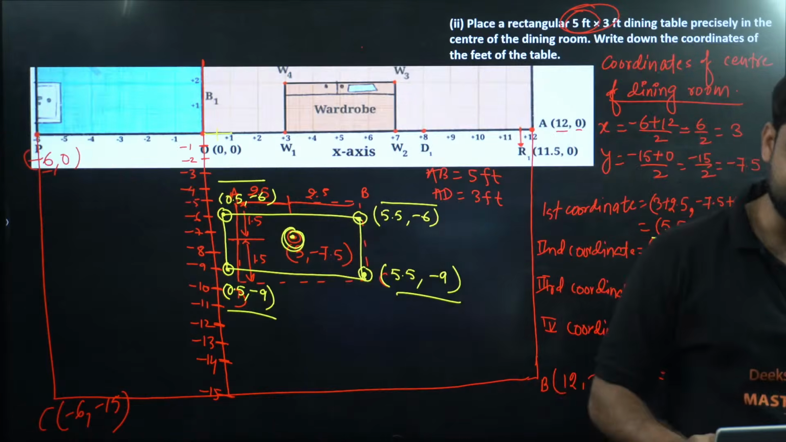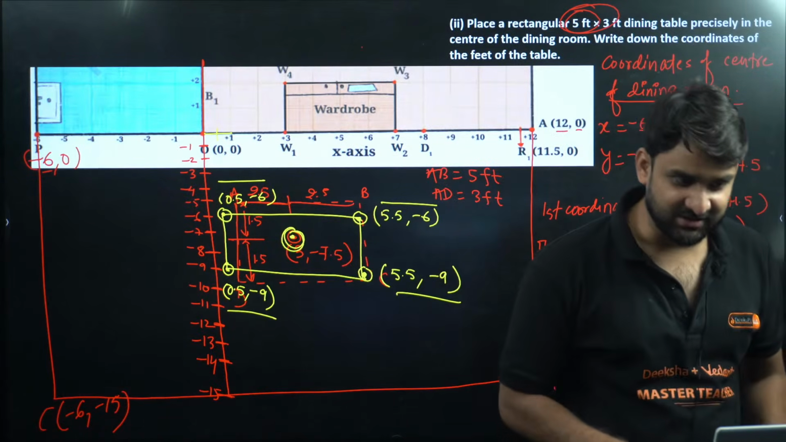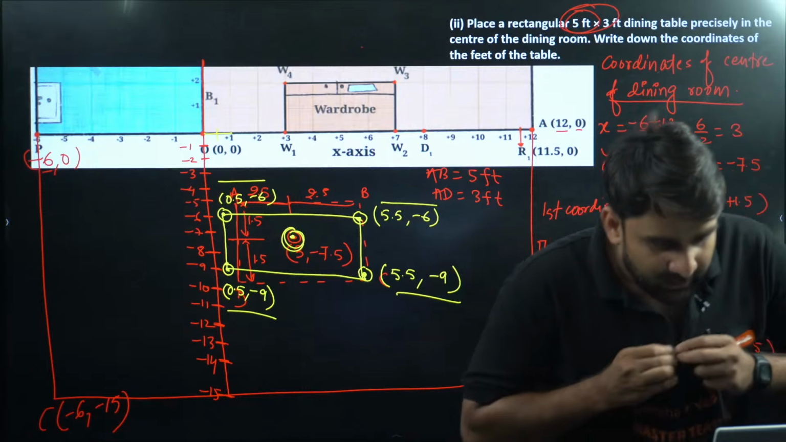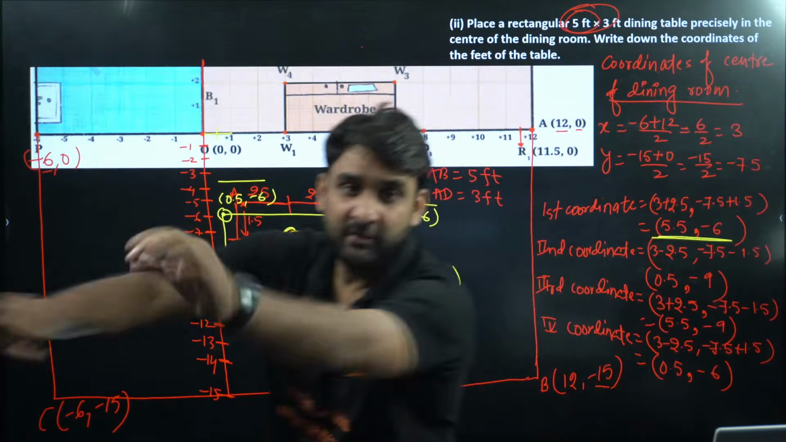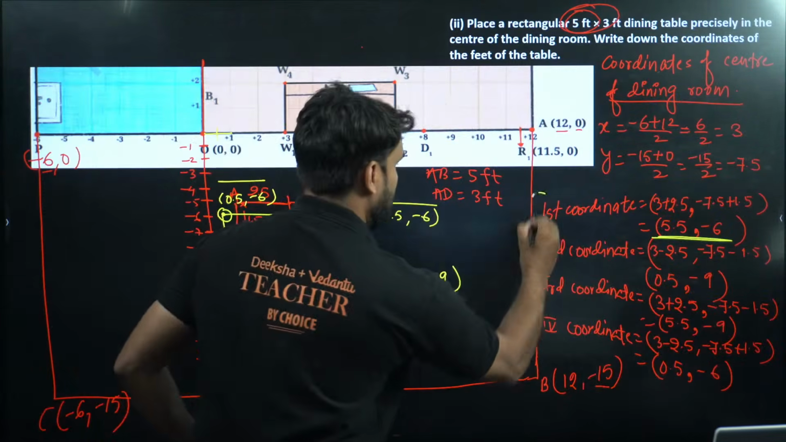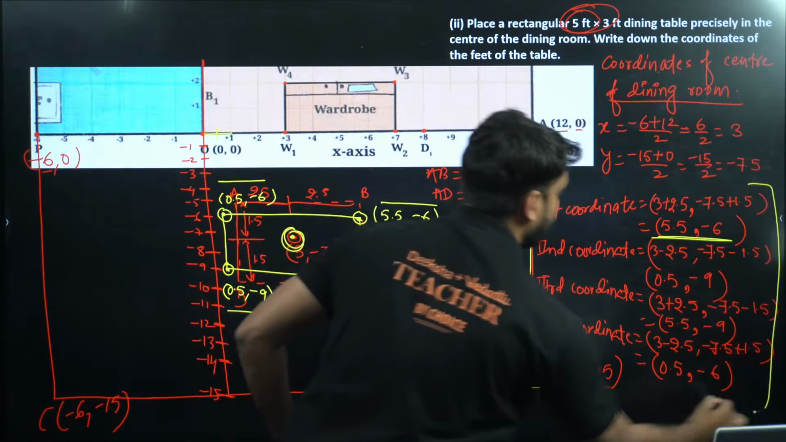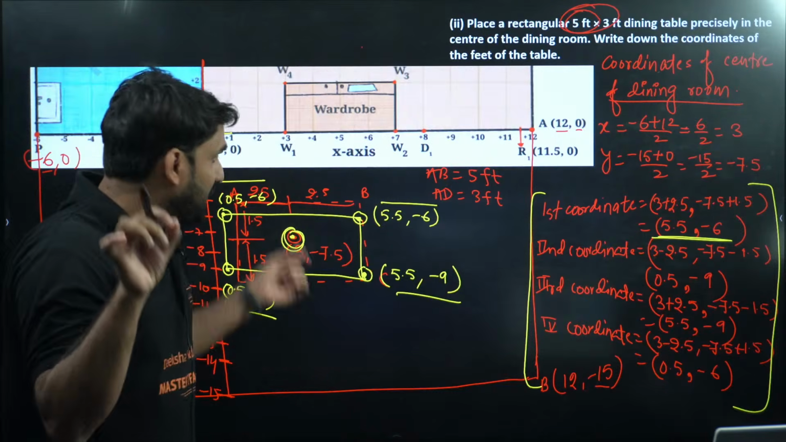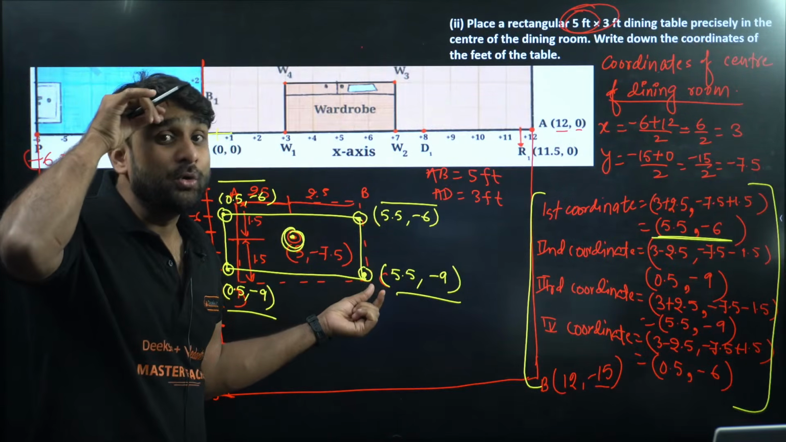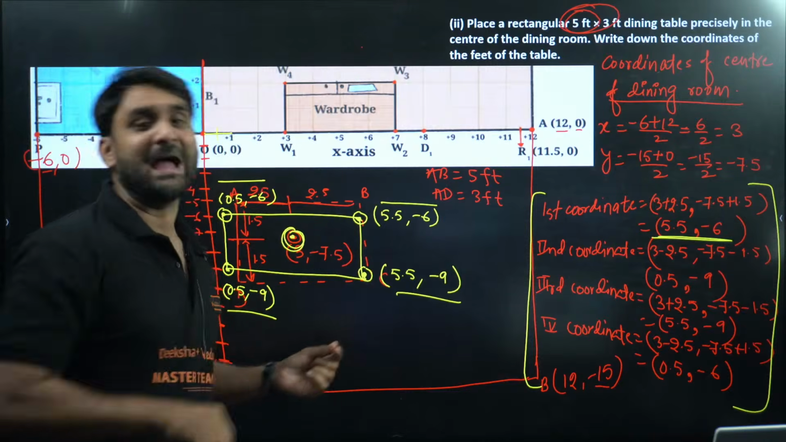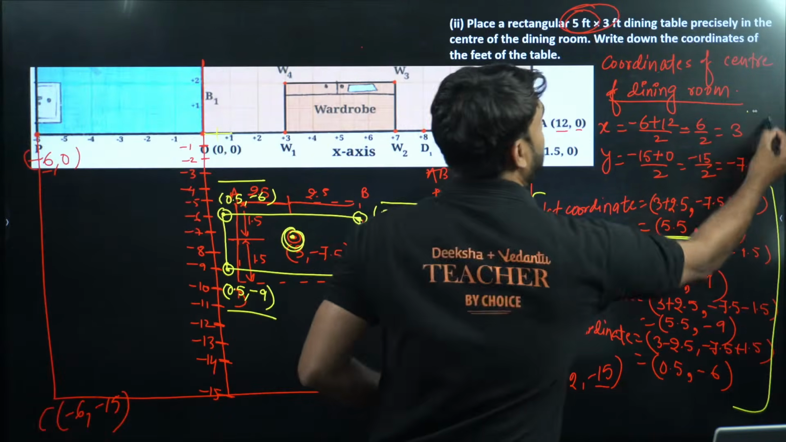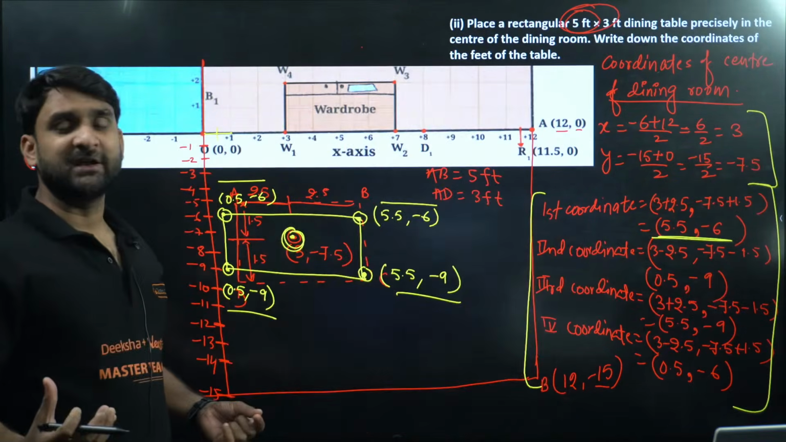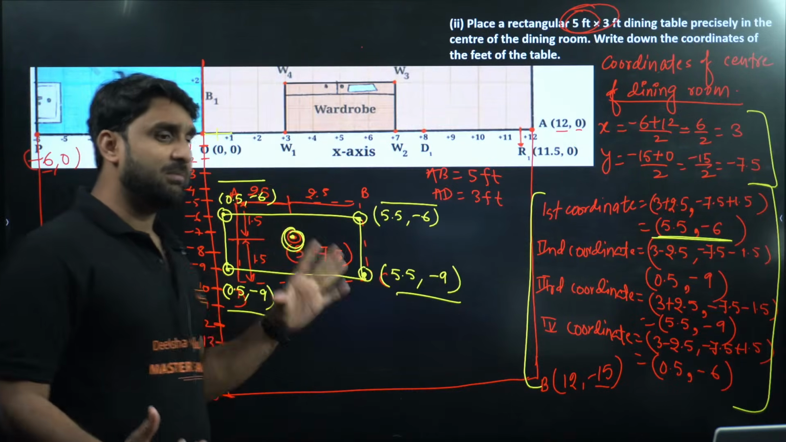I hope this question is clear to you all. Please tell me in the chat section, yes sir, clear. So this is the method by which you can find all the coordinates of the dining table. First you have to find the center of the dining room, and this was the center of the dining room. Once you get the center of the dining room, everything will remain in your hand.